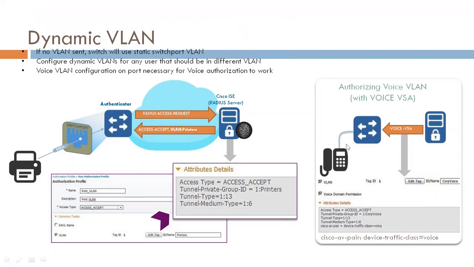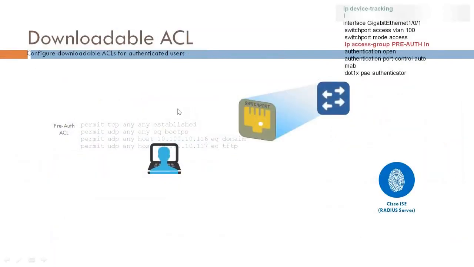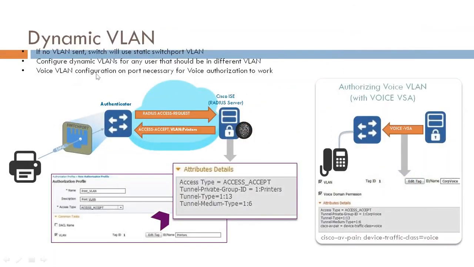Not only those things, obviously, you can assign some other features as well. If no VLAN is sent, the switch will use a static switch port VLAN. Configure dynamic VLANs for any user that should be different in VLAN. Voice VLAN configured on the port is necessary for voice authorization to work. So it is telling that voice VLAN configuration on the port is one of the use cases. Suppose it is connected with an IP phone, then you can configure the switch port voice VLAN, something like 22, so that you can configure it for IP phone authentication plus authorization, both things.